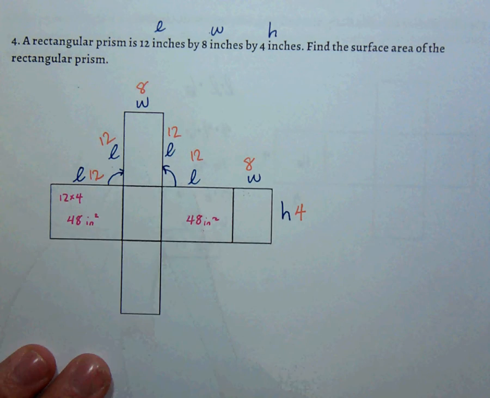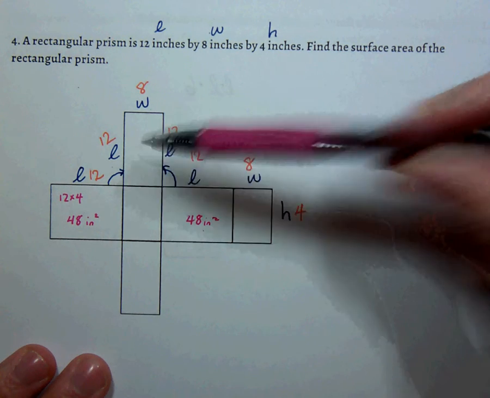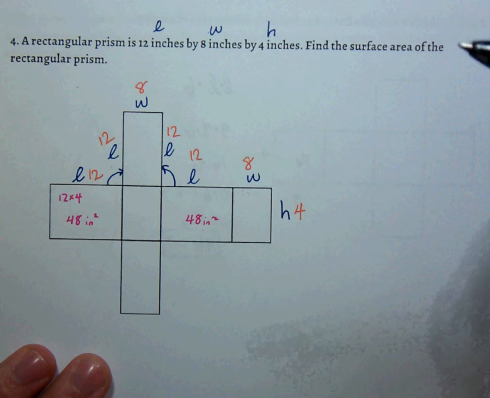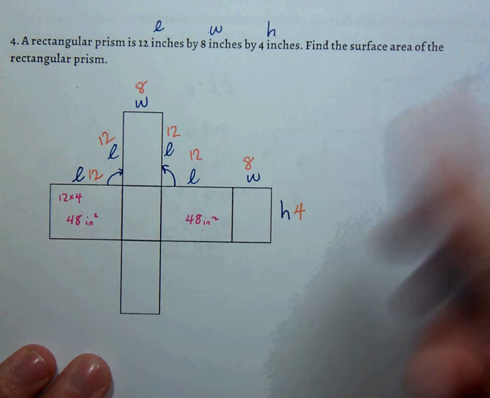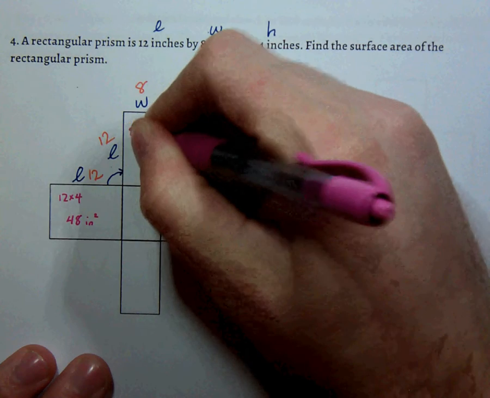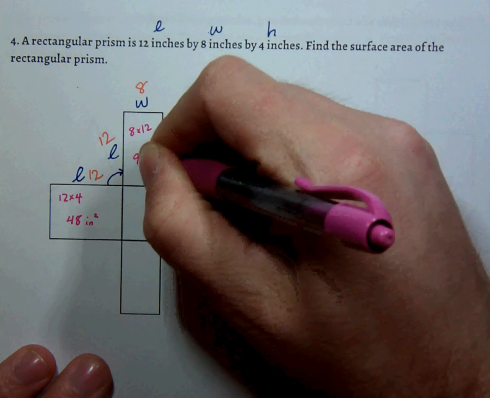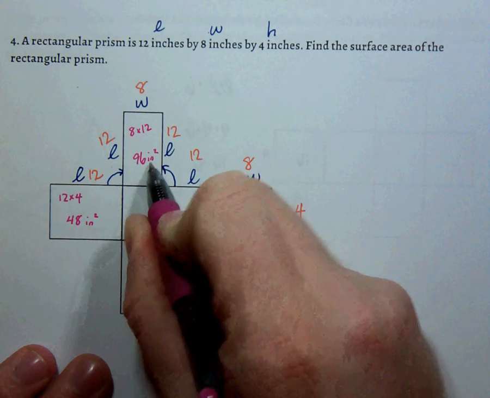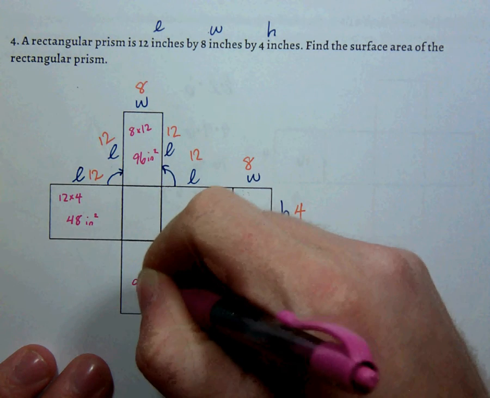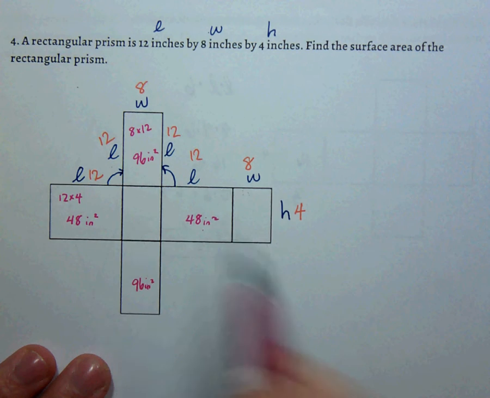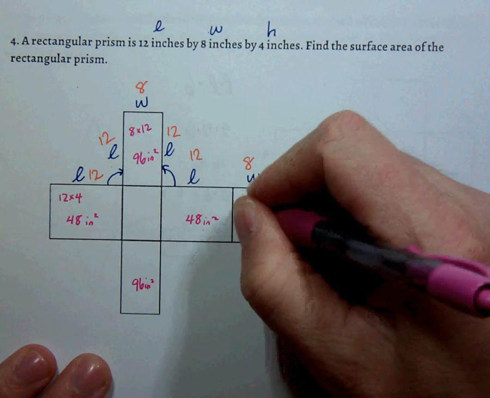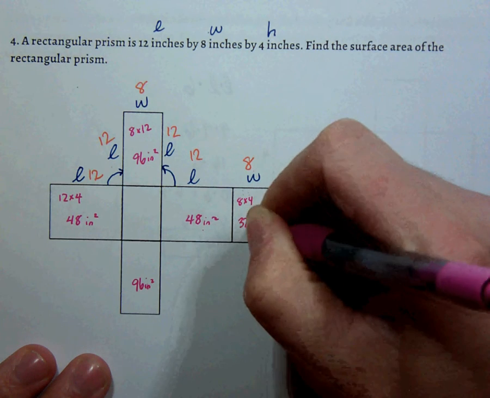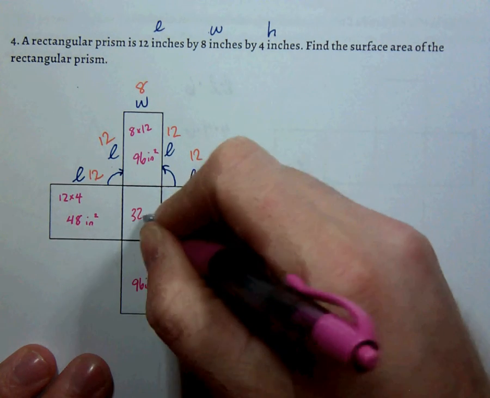Let's find this top right here. So the wing, 8 times 12. Well, 8 times 12 is, I believe, 96. So this is 96 inches squared. So if that's 96, the wings are the same. This is 96. And we're just left with the middle. So 8 and 4. 8 times 4. Well, 8 times 4 is 32. So this right here is 32.